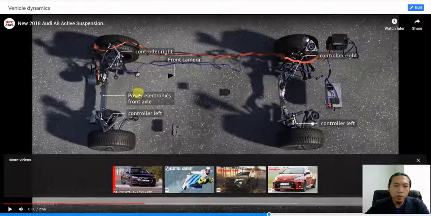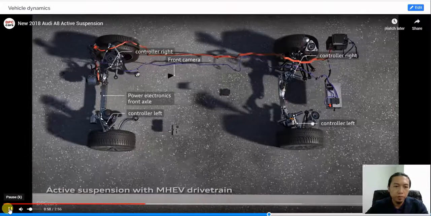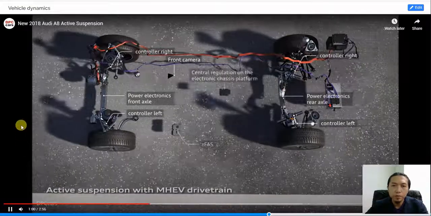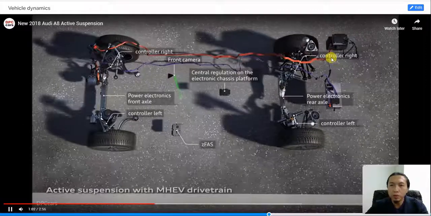So you see from here, they put a controller on the right side and a controller on the left side. With the new technology, they're using the front camera to detect a bumpy road and then send the signal into this controller. At the back also they put a controller.